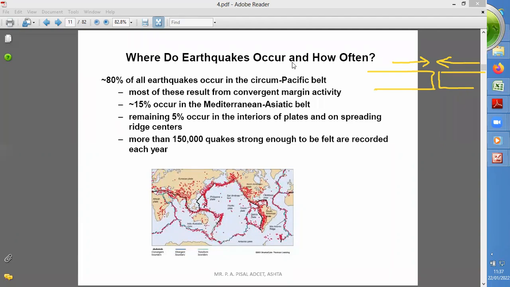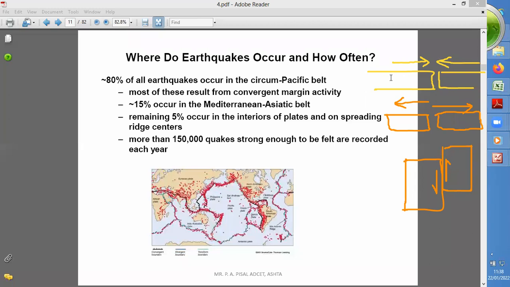In the second case, what happens? The two blocks move away from each other in opposite directions. And in the third case, the blocks pass each other in another direction. There is no gap in between these two blocks. So these are the three types of boundaries in the earth blocks.